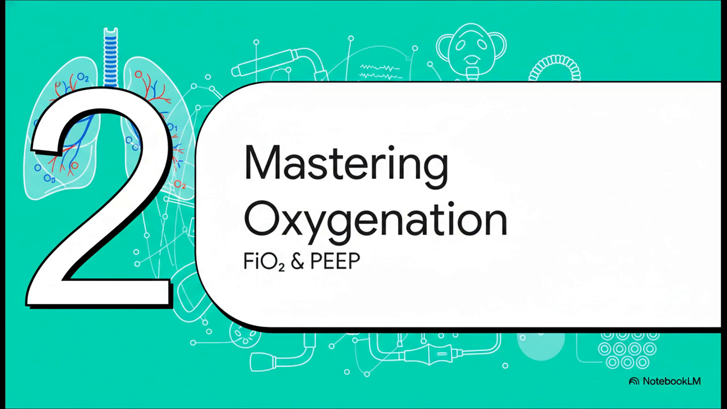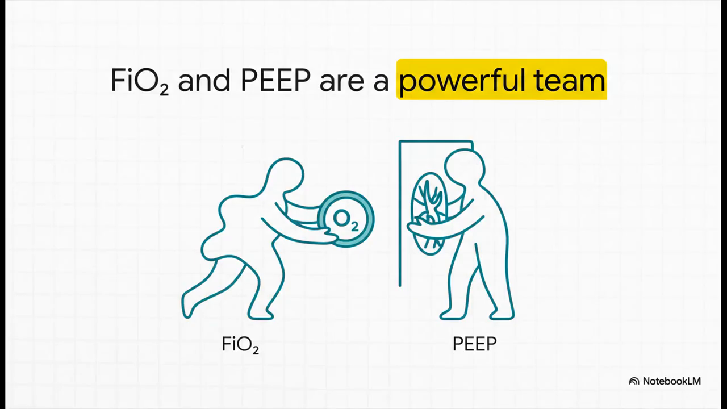Okay, so we've built the basic breath. Now let's get to its most important job, getting oxygen into the body. This is where our next 2 parameters, FiO2 and PEEP, come into the picture. And it is so important to think of these 2 as a team. They absolutely work together to manage how well a patient is oxygenating. You can think of it like this. One delivers the oxygen, and the other one helps the body actually use it.